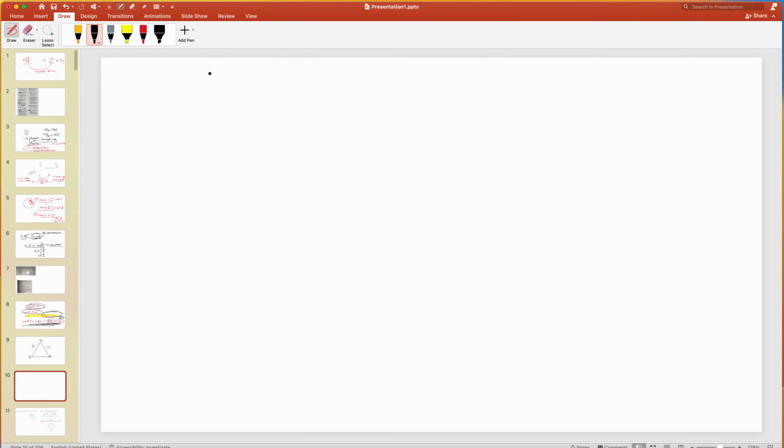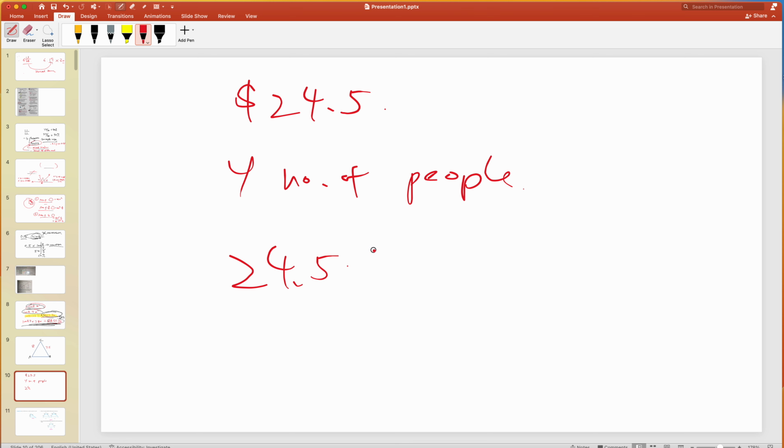Each person costs 24.5. You have Y number of people. So the total cost is 24.5 times Y, right? So now you have $700. So this total cost can never exceed 700 because you only have 700. So in a way, it's less than or equal to 700. That's the inequality you form.